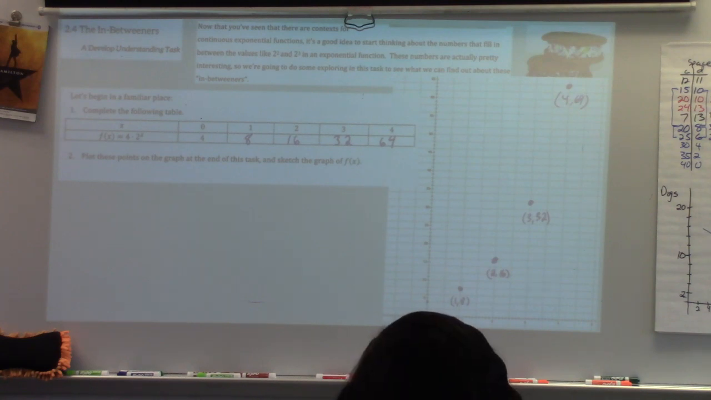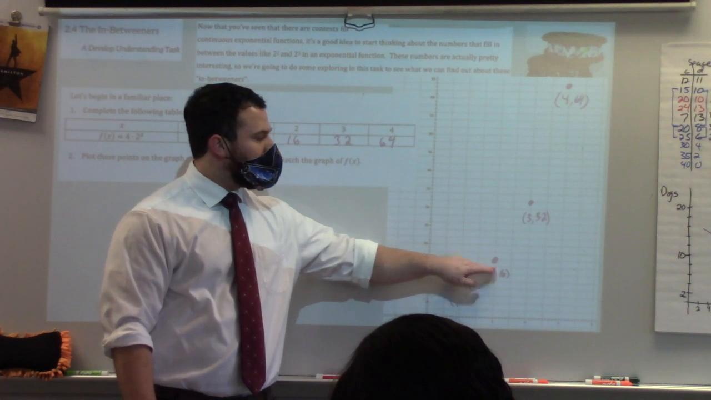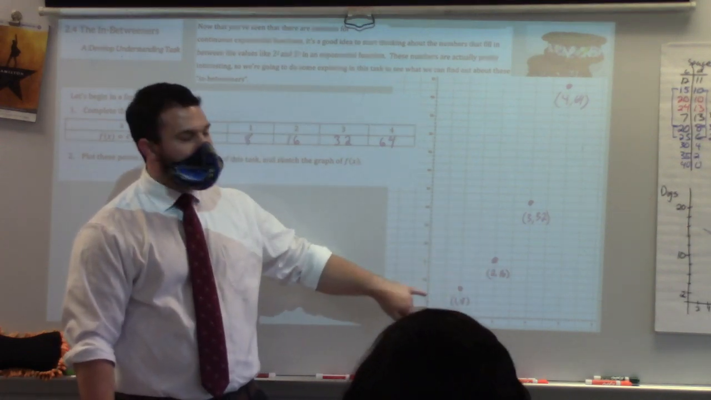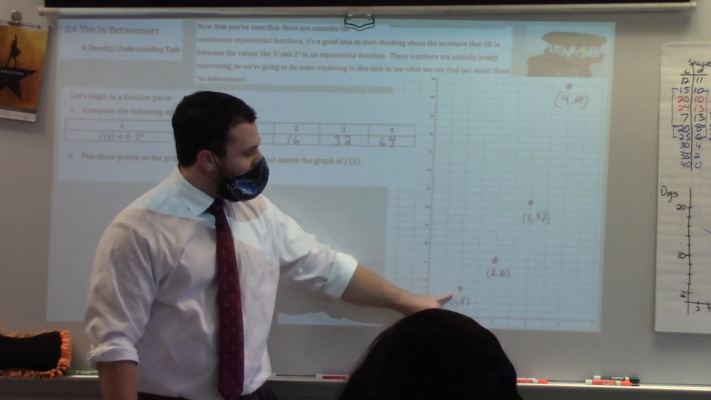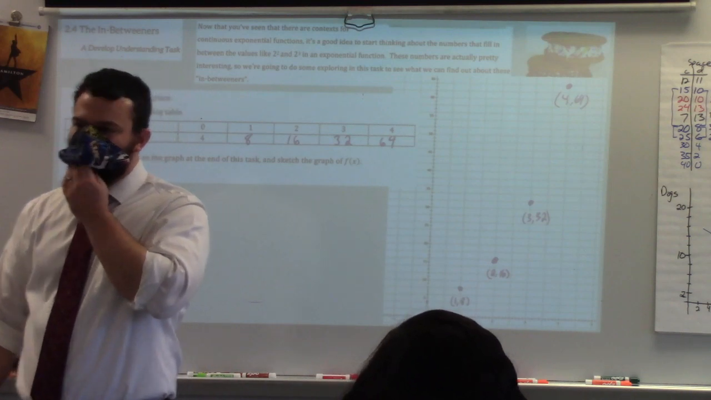Does anyone know the answer to this? Yes. Why do you think yes, Cheyenne? Because it can keep going up there. So this is an important distinction. Continuous does not mean it continues forever. Continuous means that it continues between the points. Notice how the points are isolated right now. There's nothing around them. Continuous means that you're getting everything in between there. So should we be able to get everything in between there? No.